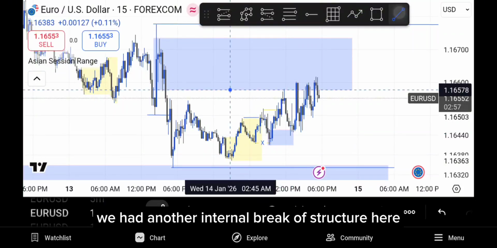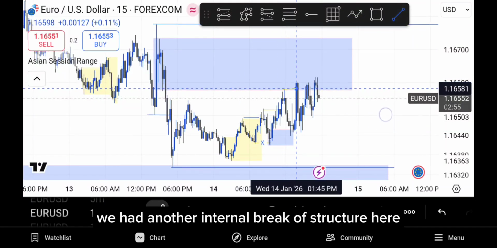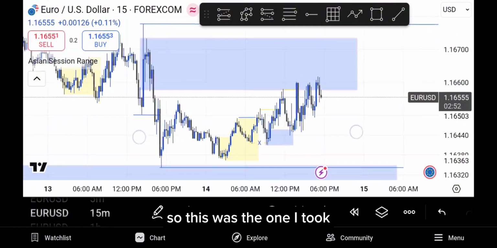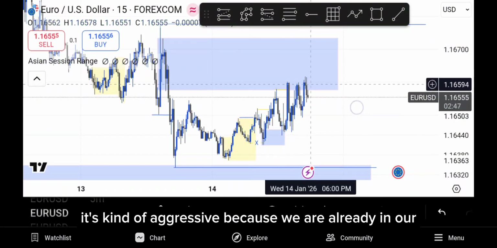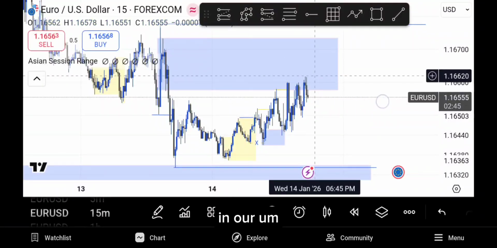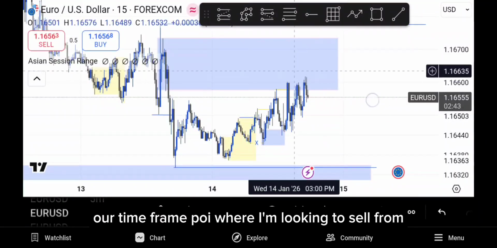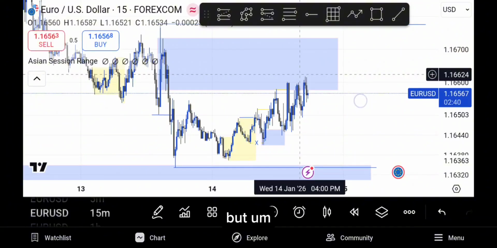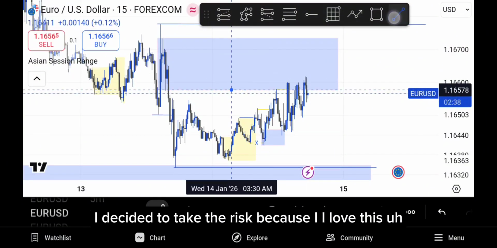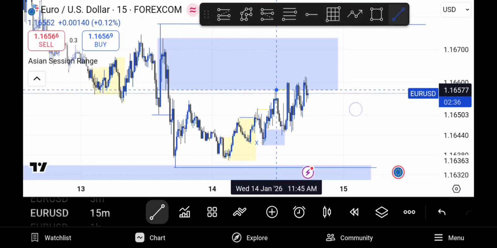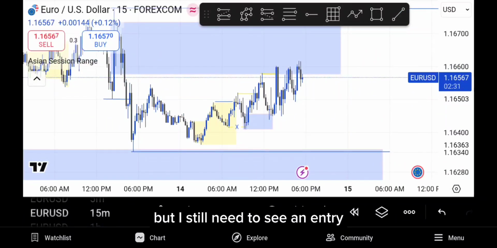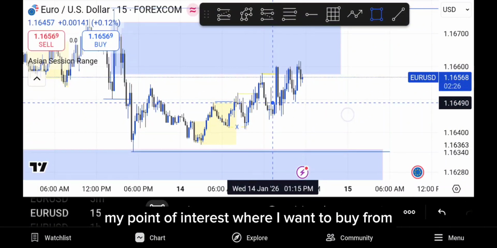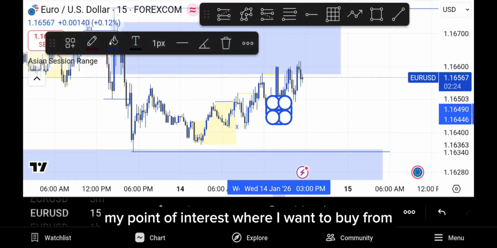Then we had another internal break of structure here. So this was the one I took, but this time around it's kind of aggressive because we are already in our higher time frame POI we are looking to sell from. But I decided to take the risk because I love this closure. Although there was no liquidity down, I still needed to see an entry. I don't enter directly. Then I drew my point of interest where I want to buy from.